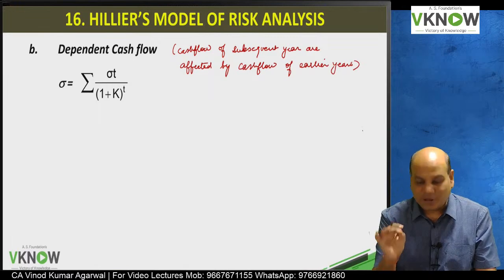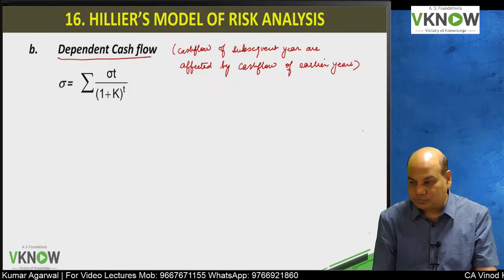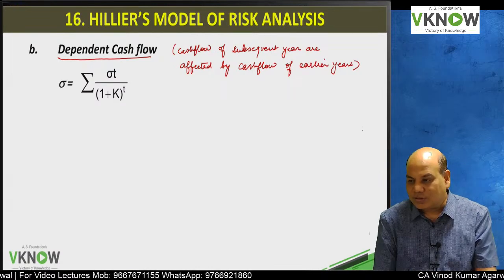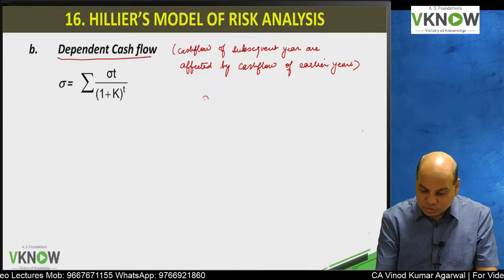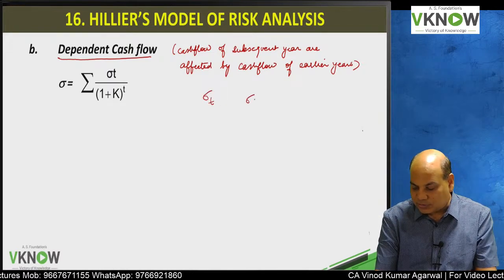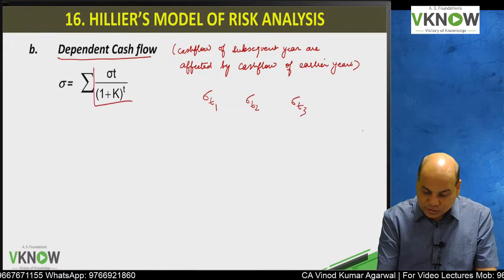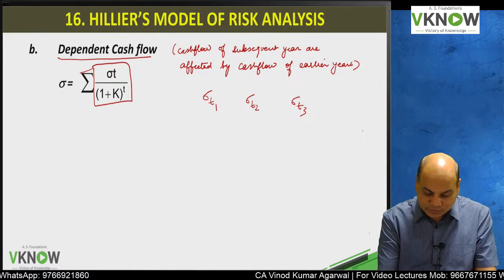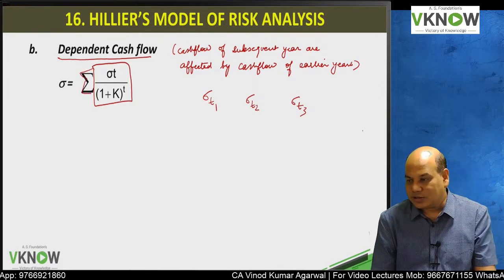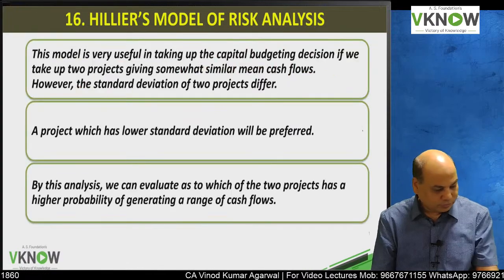The formula for dependent cash flow is sigma equal to under root summation sigma t upon 1 plus k to the power t. So you are going to compute sigma t upon 1 plus k to the power t for every year, take the total, and that is the answer. That is to be used when cash flows are dependent.